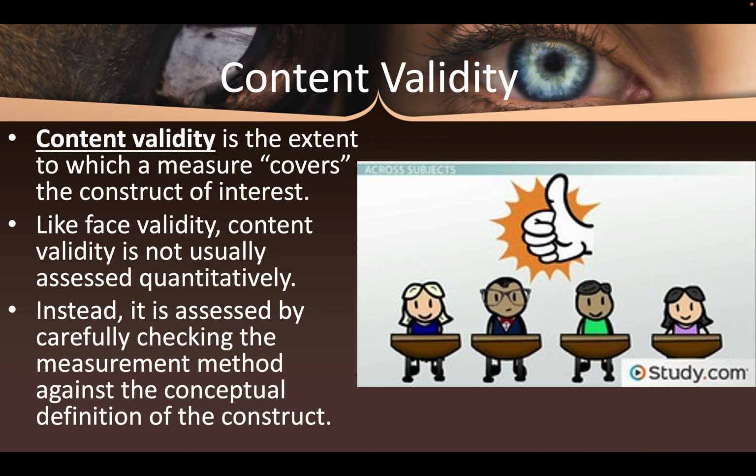Content validity is the extent to which a measure covers the construct of interest. Like face validity, content validity is not usually assessed quantitatively. Instead, it is assessed by carefully checking the measurement method against the conceptual definition of the construct.